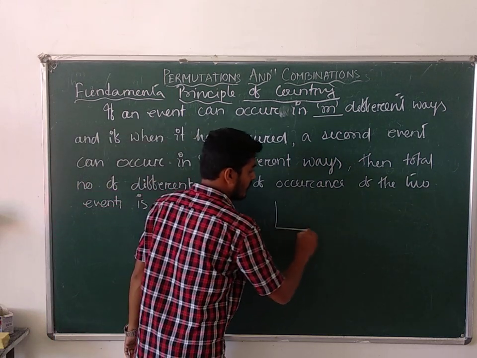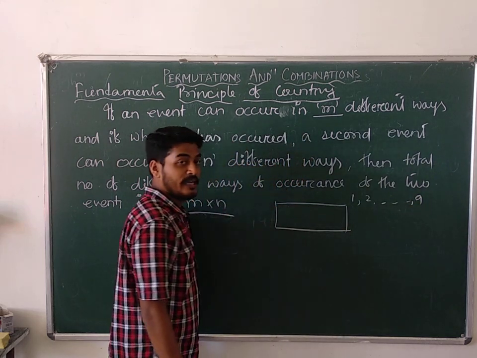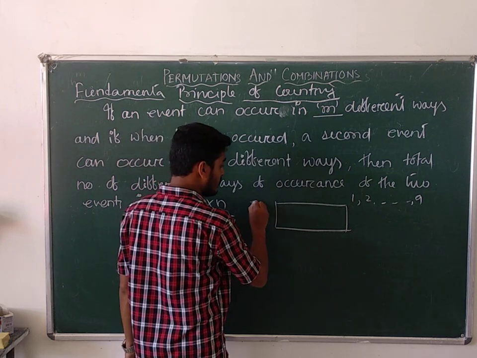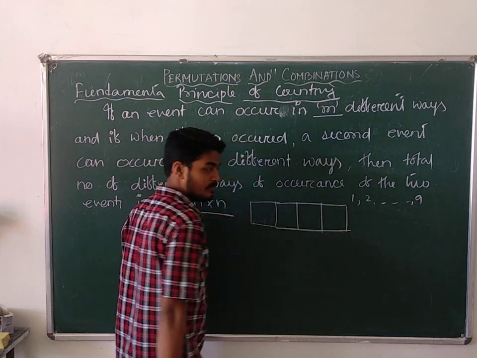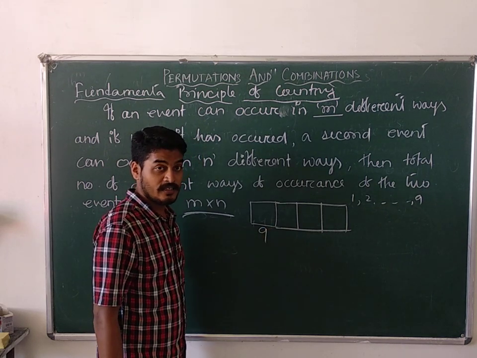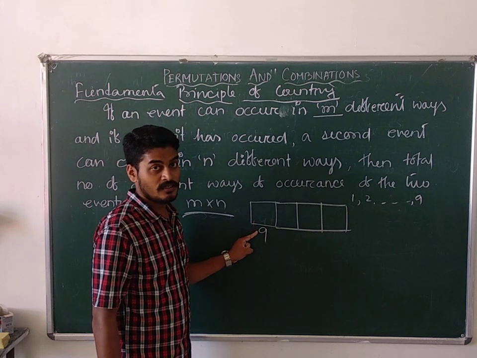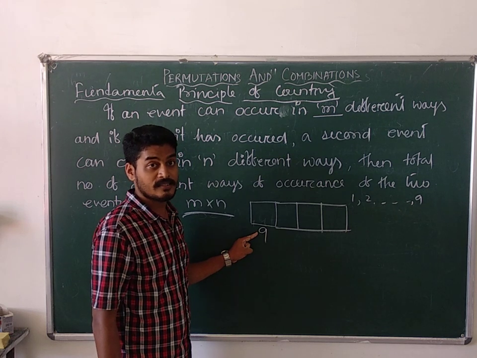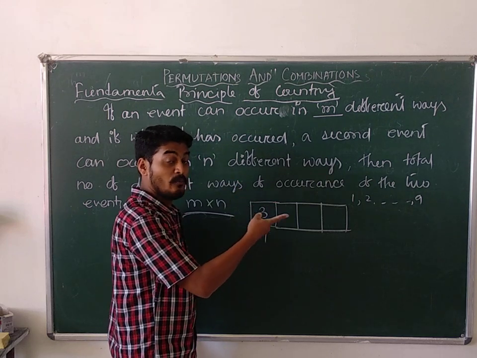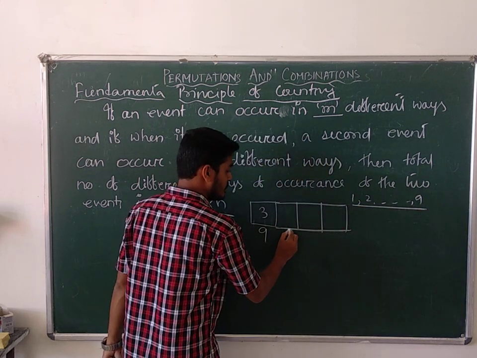Suppose the digits 1 to 9 are there. How many 4-digit numbers can be formed? Initially we can use any one, that means 9 possibilities are there. You can use 1, 2, 3, 4, 5, 6, 7, 8, 9. Any digit you can use to fill up the place. The place can be filled in 9 ways. Suppose you have used 3 here, you are not supposed to use 3 once again. How many digits are left with us? Obviously 8 digits, so this place can be filled in 8 ways.